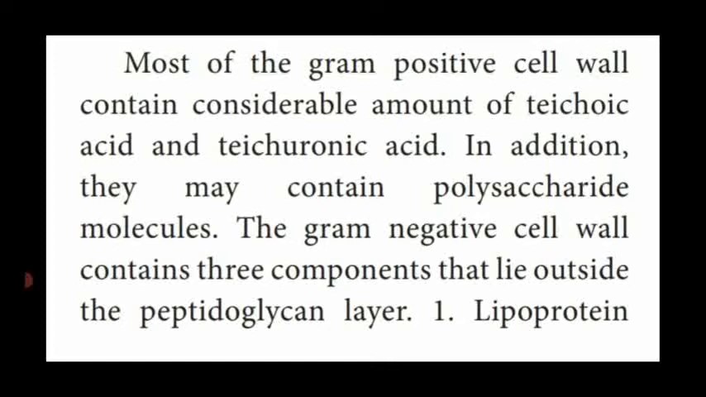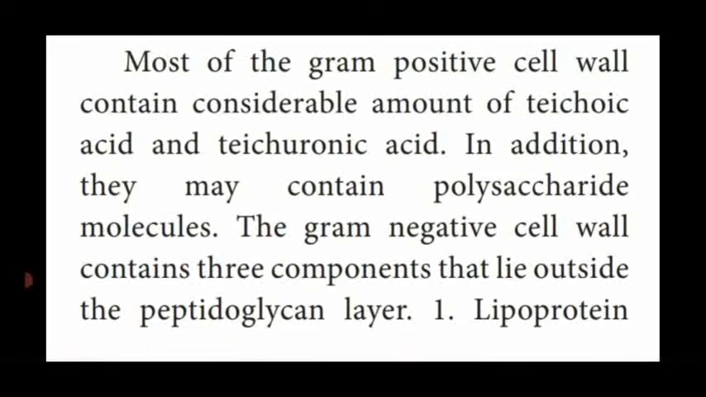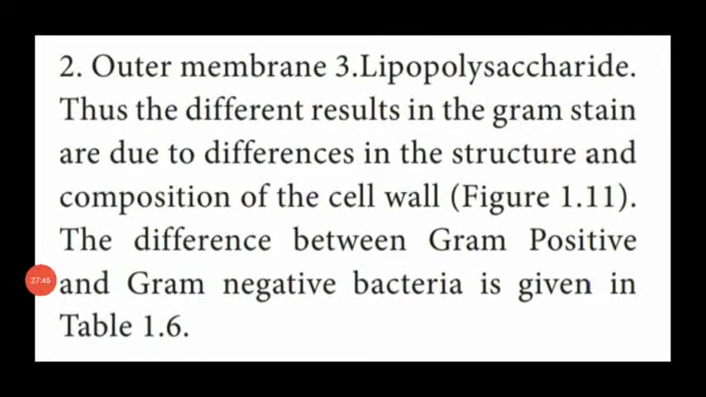Then the gram-negative bacteria, the cell wall contains 3 components. One is the peptidoglycan layer. The 3 components lie outside the peptidoglycan layer. What is the peptidoglycan layer? Polypeptide or peptide bonds present in the cell wall, isn't it? So outer to the cell wall, they have 3 components. One is the lipoprotein, outer membrane and lipopolysaccharide. So these are the 3 substances present outer to the cell wall.